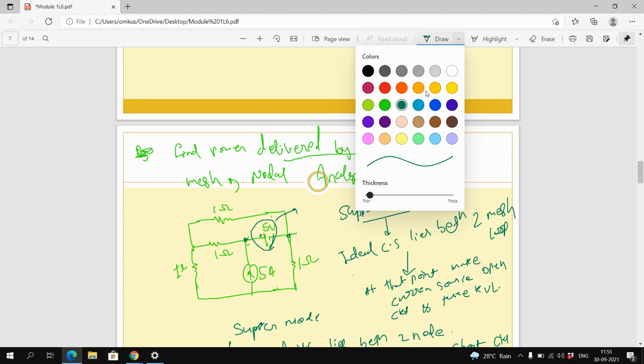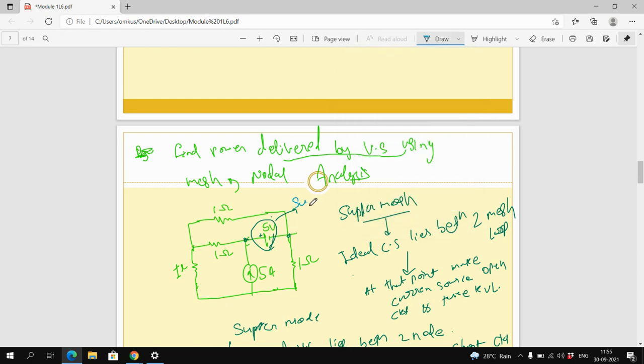This is a super node, and this is a super mesh, because the current source is present between two meshes. This is mesh 1 and this is mesh 2, right, 1 and 2, and this element is present between those two meshes.